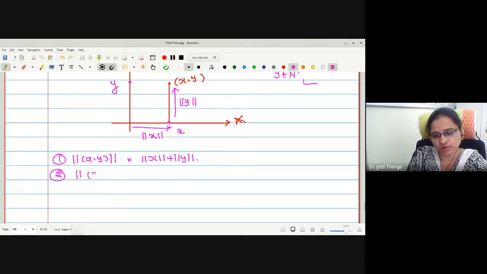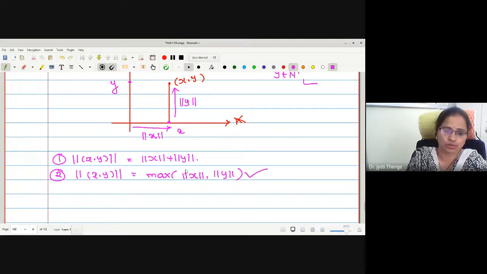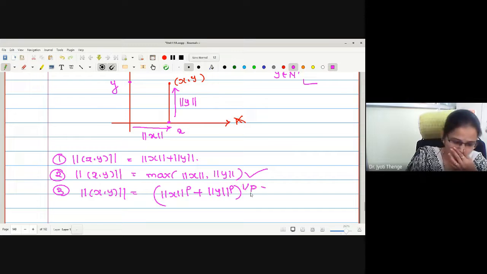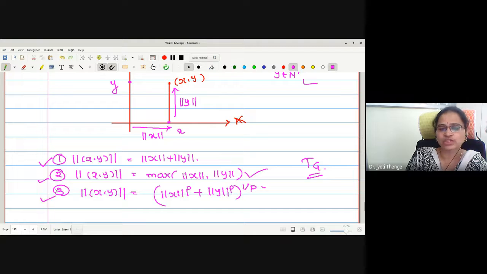If someone defines the maximum of the two, whichever is maximum, norm x or norm y, this is also a norm. Okay. One more is the usual p-norm distance formula: norm x raised to p plus norm y raised to p, whole thing raised to 1 by p. All these are norms defined on the graph of a function. We are going to prove the first one only. The remaining two you can check later.